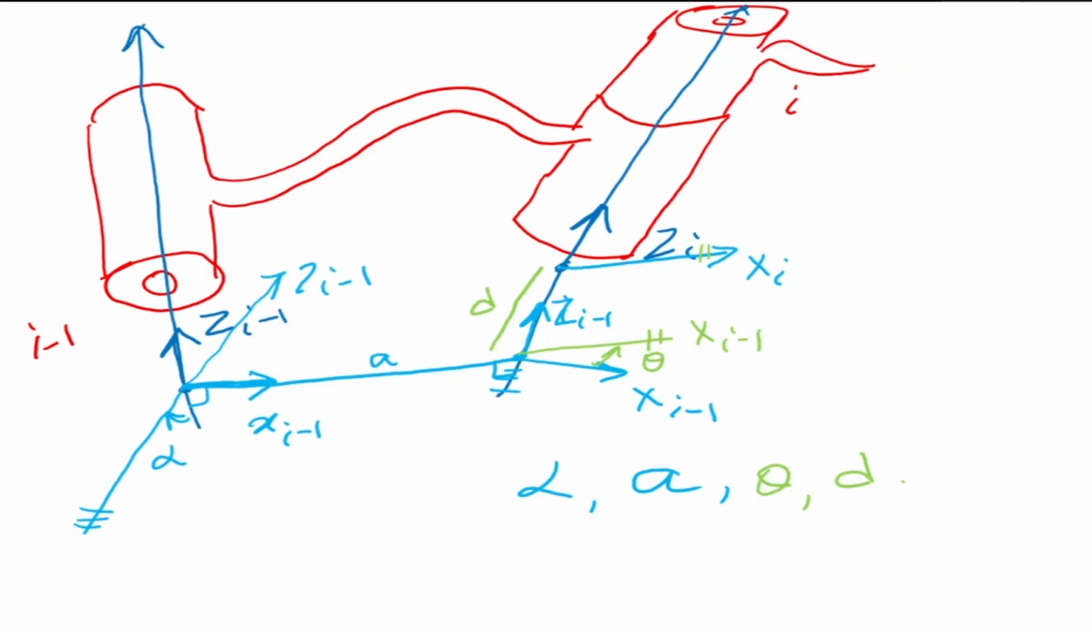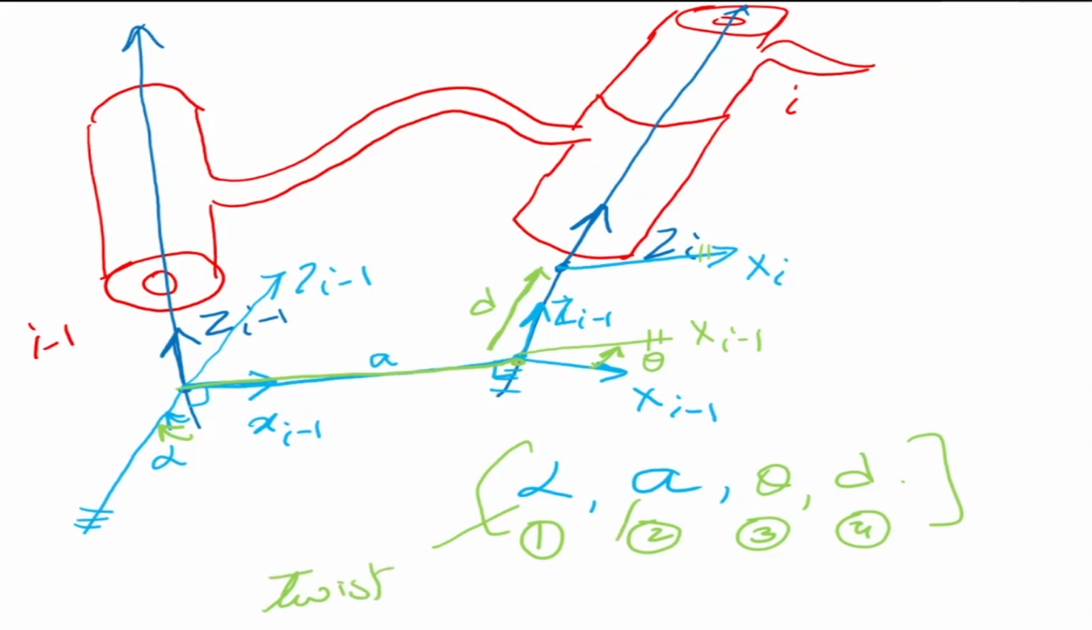So what we have done: first I rotated the z_i-1 axis by an angle alpha and made it parallel to z_i. That's my first transform. The second transformation is I moved the origin by a distance a. Then I rotated x_i-1 and made it parallel to x_i, and this is my third transformation. The fourth transform is I moved the origin up by a distance d. So essentially we have 4 transformations, alpha, a, theta, and d. Alpha is called the twist angle, and a is the link length.